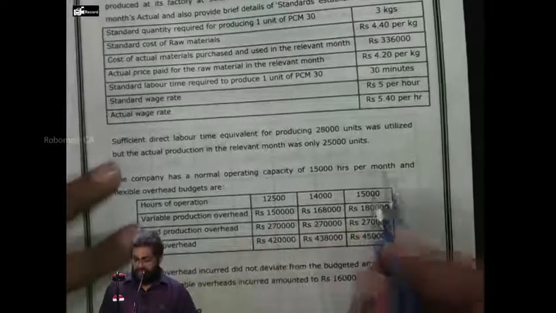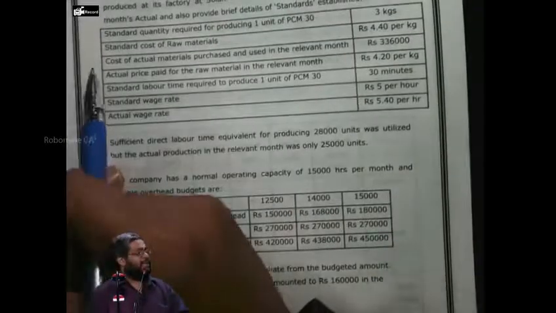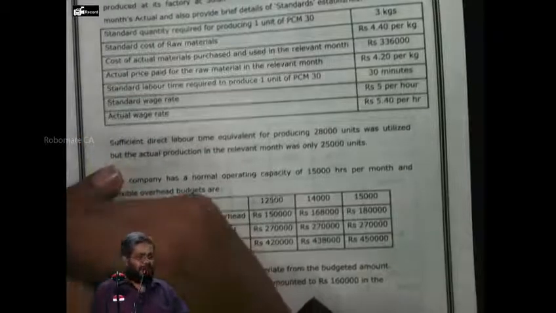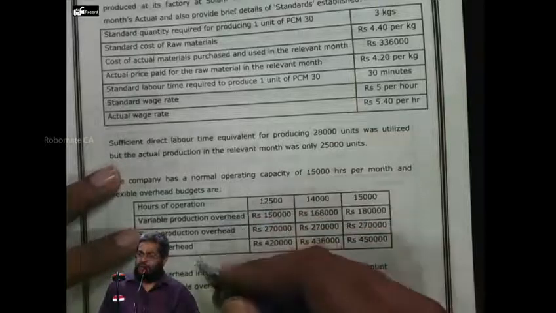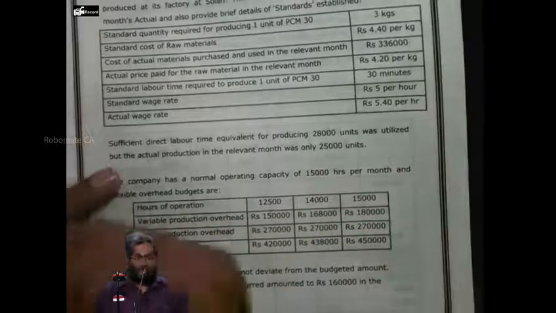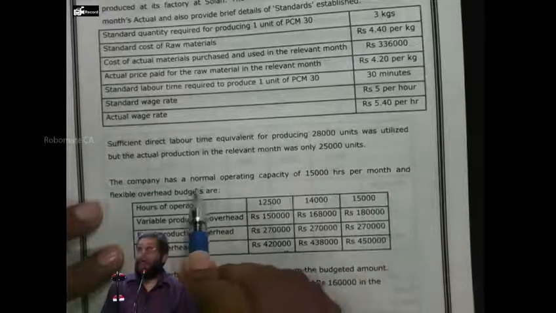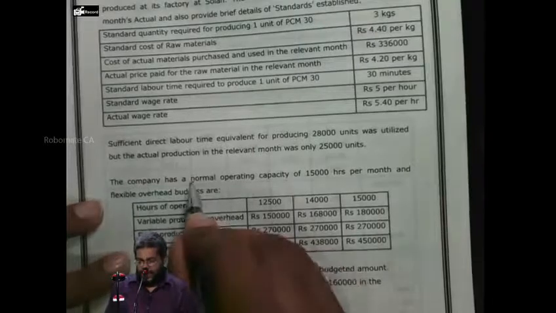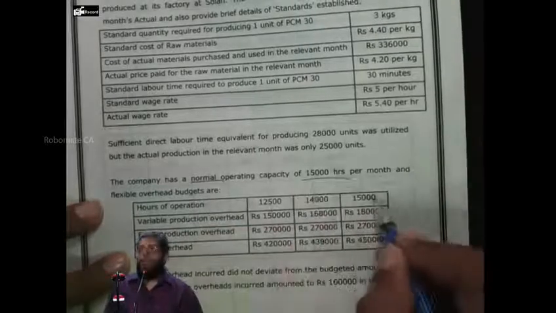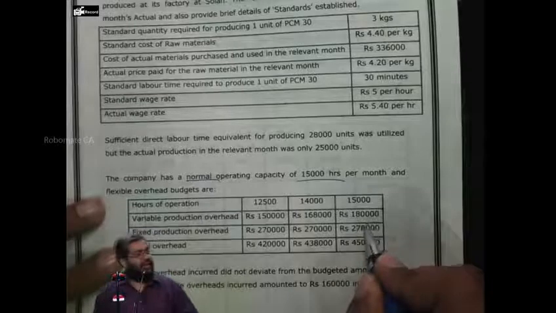But we should always go for the original budget. Originally, I prepared the budget for how many hours? 15,000. Later, I flex the budget for 14,000 or 12,500. That's a different issue. My base budget is for 15,000 hours, because I normally prepare the budget at normal capacity. So my budget really is for 15,000 hours. Can you use this particular data or not?